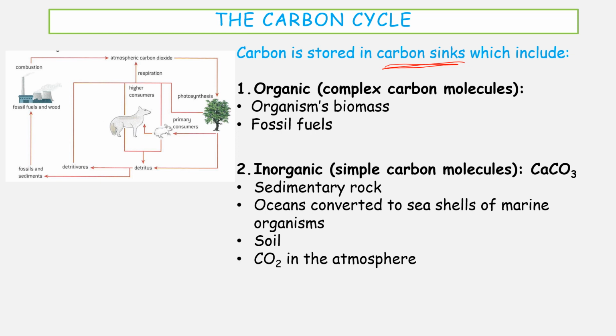Inorganic examples also exist, and carbon dioxide can be turned into calcium carbonate, and this happens in the oceans where carbon dioxide might be absorbed by the oceans itself, and seashells and marine organisms absorb that carbon dioxide, turn it into shells, and then as they die over thousands of years, they become sedimentary rocks. Soil also can hold some carbon dioxide, and obviously carbon dioxide is also found in the atmosphere.